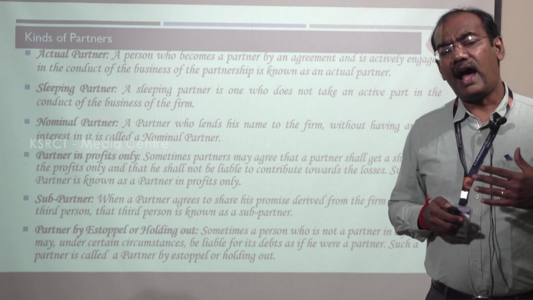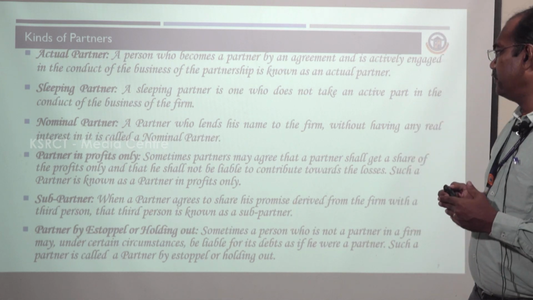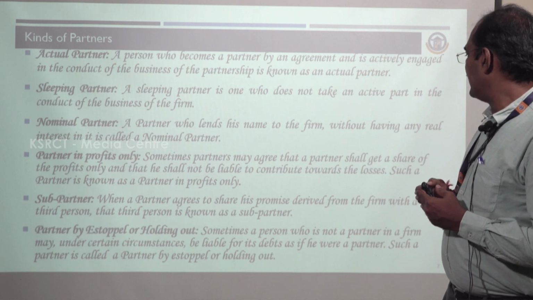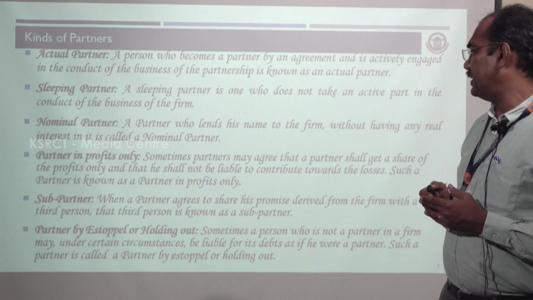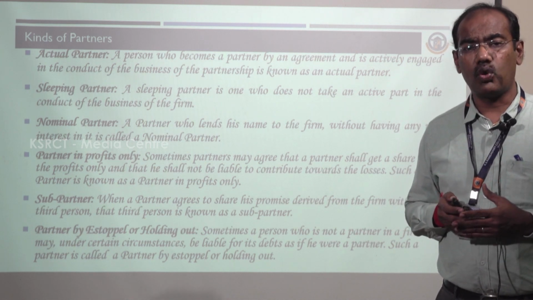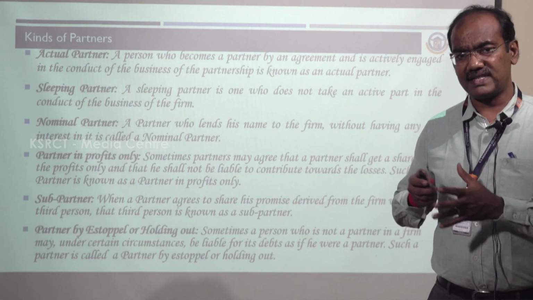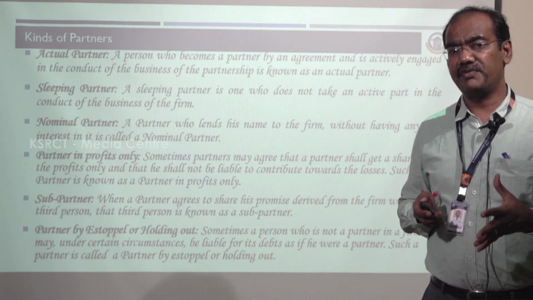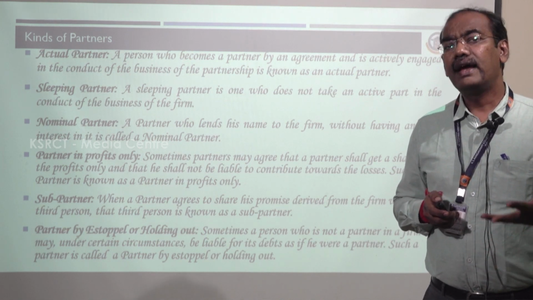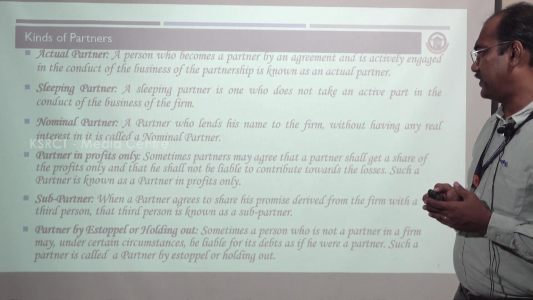And there are other partners who share only in profits. For example, a partner may agree for a partnership that he shall get a share of profits only, and that he will not be liable for any loss. If a business gives profit, this partner will share the profit. At the same time, if the business ends up with any loss, this person will not share the liability, that is the loss. So that is a kind of partnership that is called partners only in profits.